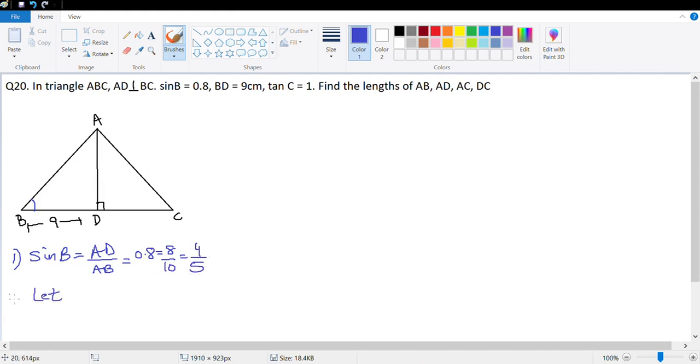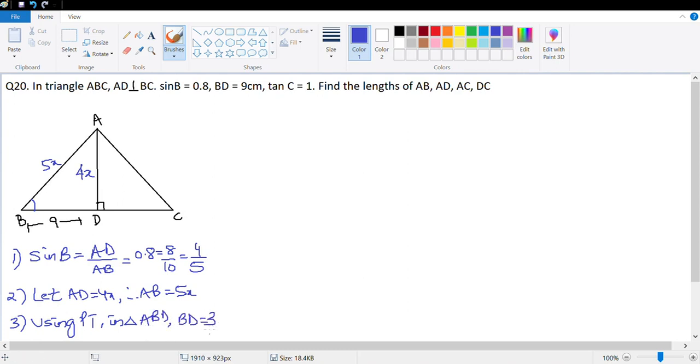So let AD be equal to 4x, therefore AB is equal to 5x. So this is 4x, this is 5x. Again, using Pythagoras theorem in triangle ABD, we'll get BD is equal to 3x. This is a 3, 4, 5 Pythagorean triplet. But BD is already given equal to 9 centimeter. Yes, 9 centimeter. BD is equal to 3x is equal to 9 centimeter. Therefore, x is equal to 3 centimeter.